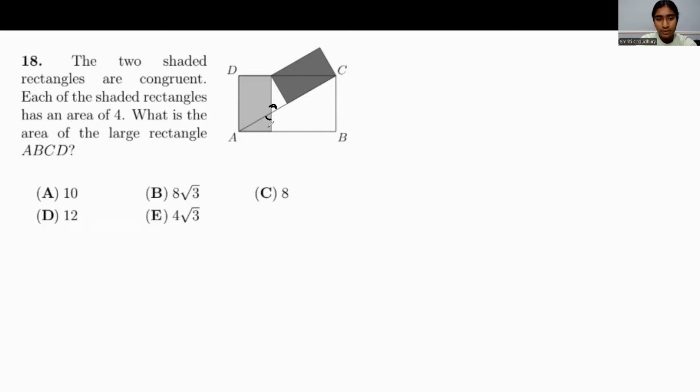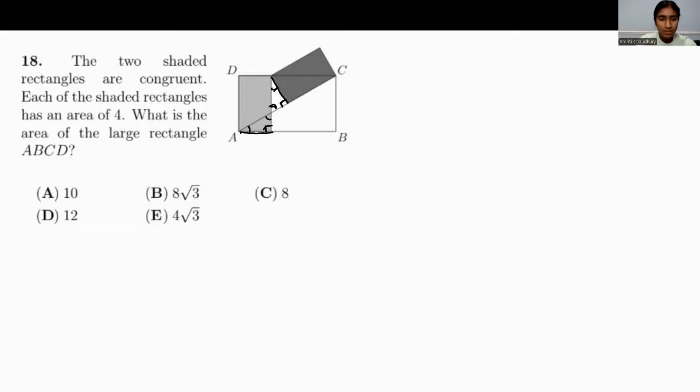Now, since this is a rectangle, we know that this is a right angle. And since this is a rectangle and this is a straight line, this is also a right angle. Now, earlier we said that these rectangles are congruent, meaning they have the same dimensions. So the width of this rectangle is the same as the width of this rectangle. And now that we know these two angles are the same, we can also say these two angles are the same. Now, when we know that the angles of these two triangles match, we can say that they're similar.